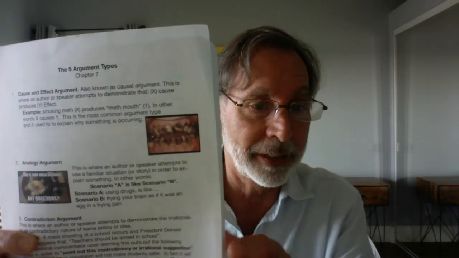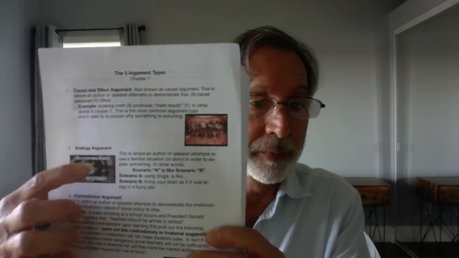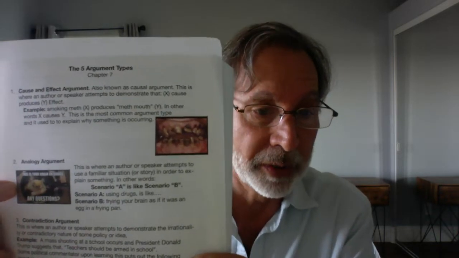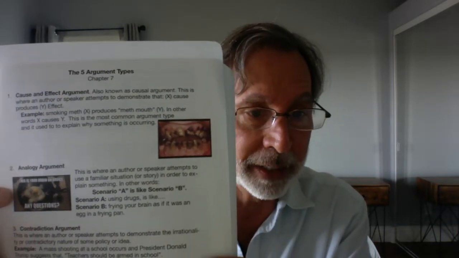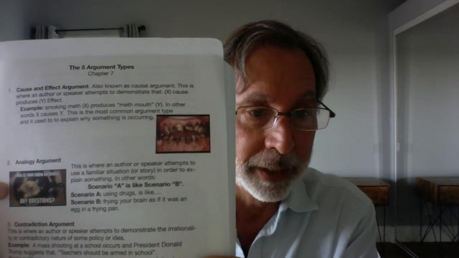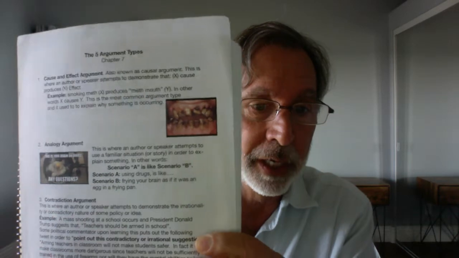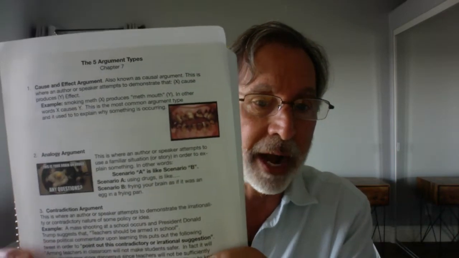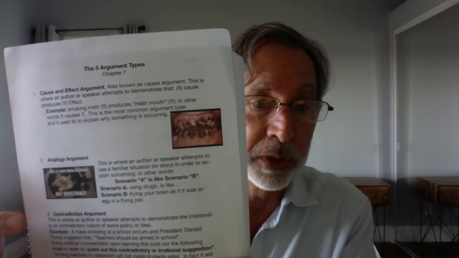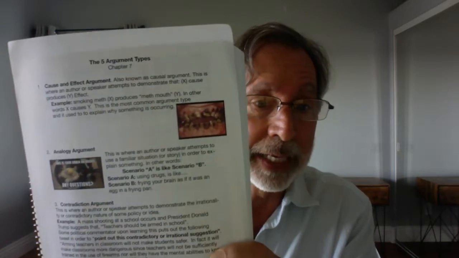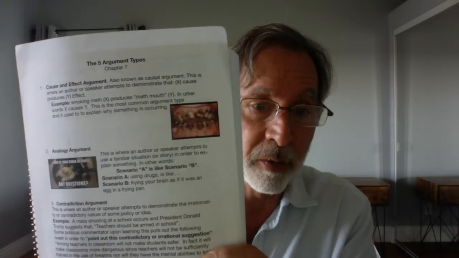The one that I kind of thought of from the 80s is this one here, where you're basically, I hope you can see that, it's kind of like a frying pan. It says, this is your brain. This is your brain on drugs. And it says basically any questions. So it basically is saying scenario A, using drugs, is like scenario B, frying your brain as if it was an egg in a frying pan.